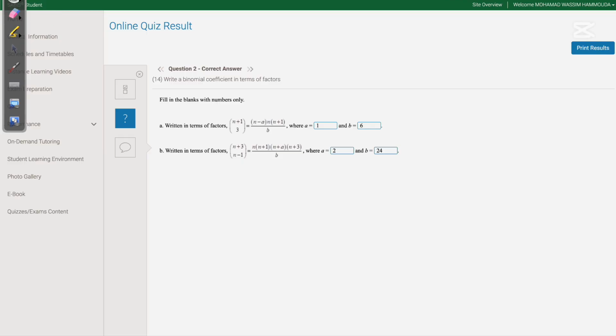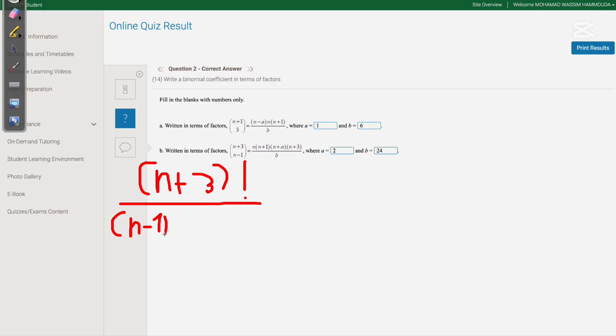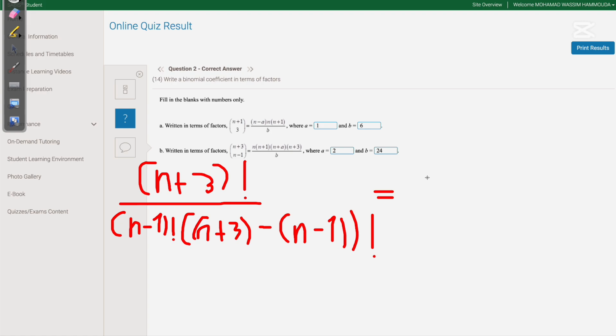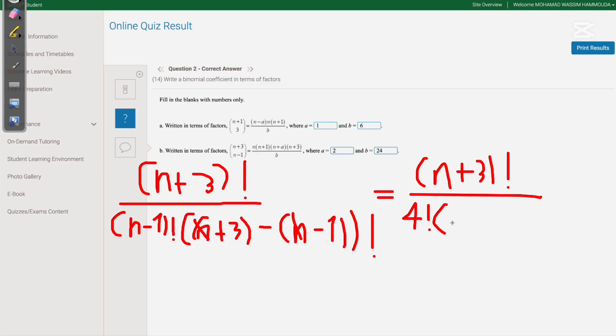And then we're gonna do the same thing for part B. So (n+3) factorial over (n-1) factorial times ((n+3) minus (n-1)) factorial, which after simplifying will give us (n+3) factorial over, n minus n cancels, and 3 minus negative 1 will give us 4 factorial. So 4 factorial times (n-1) factorial.